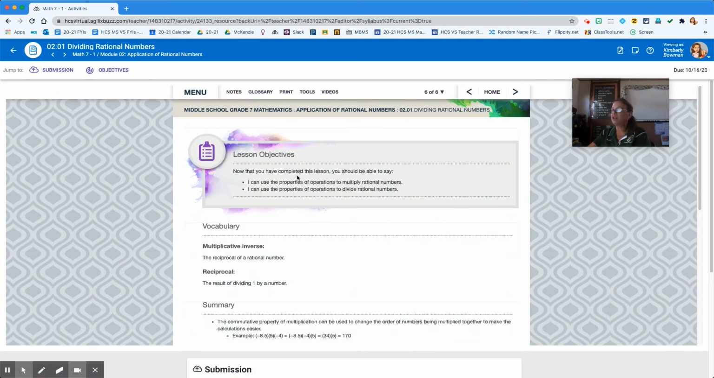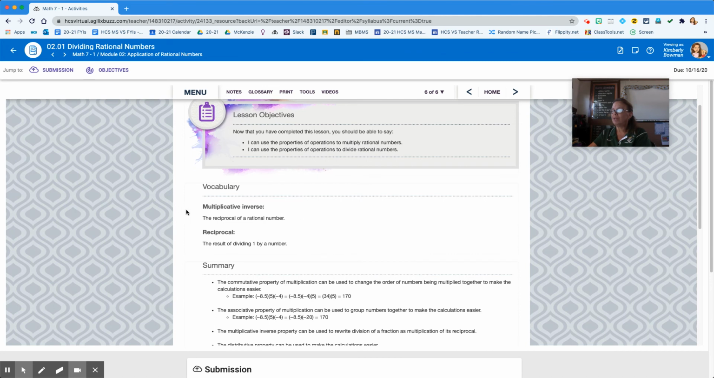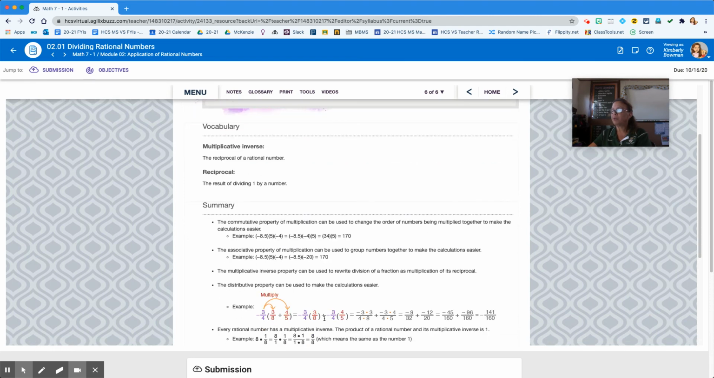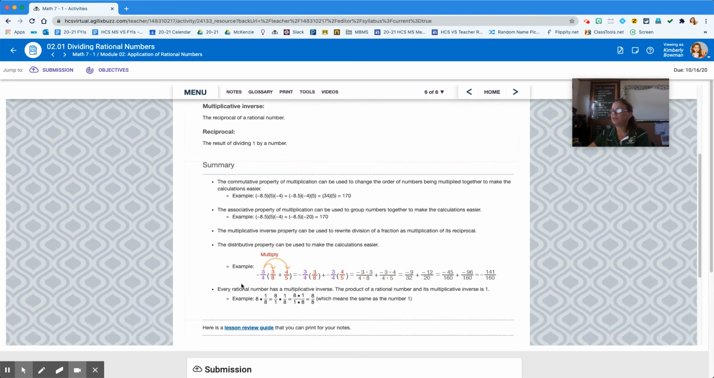Lesson objectives. Now that you've completed this lesson, you should be able to say, I can use the properties of operations to multiply rational numbers. I can use the properties of operations to divide rational numbers. You should know your vocabulary: multiplicative inverse and reciprocal. You should also know those properties that we talked about: commutative, associative, and distributive. And they're down here, along with the multiplicative inverse property. They've also got a note about every rational number having them. These are good things to write down.